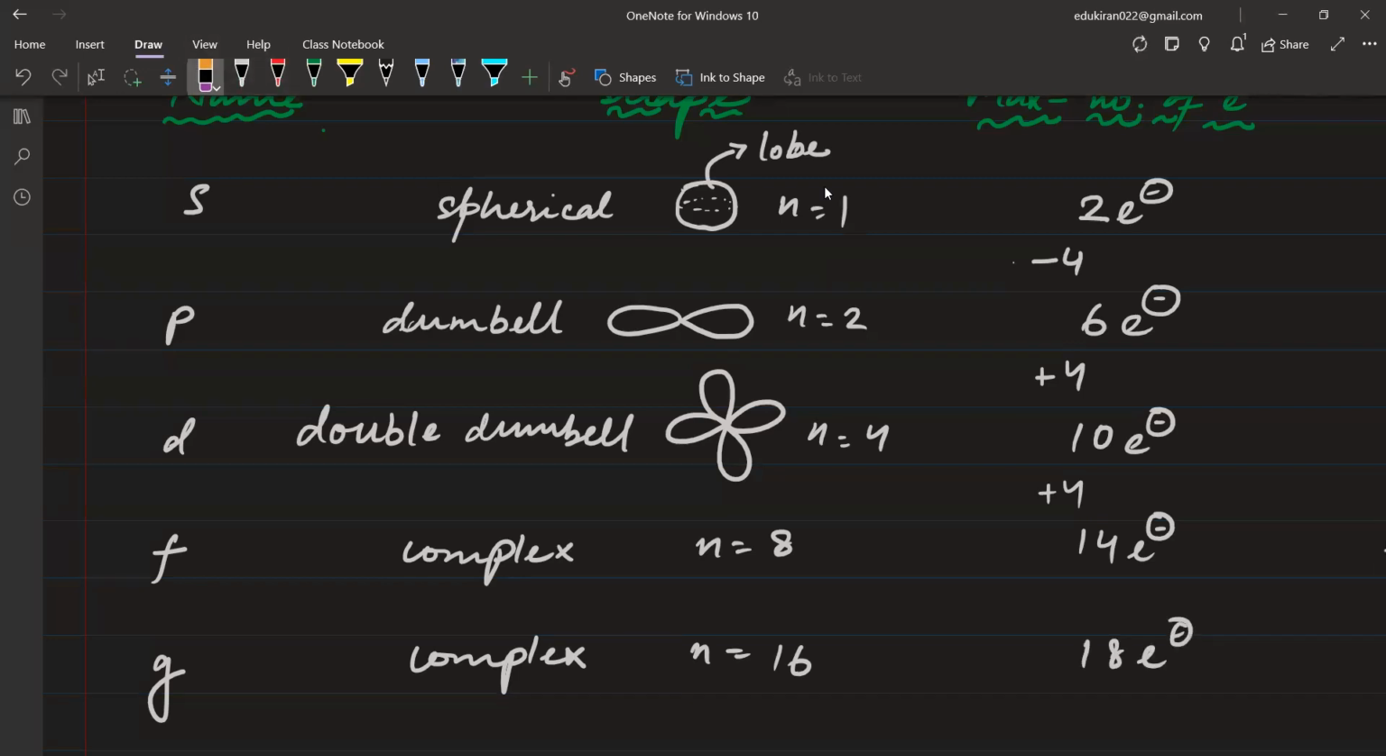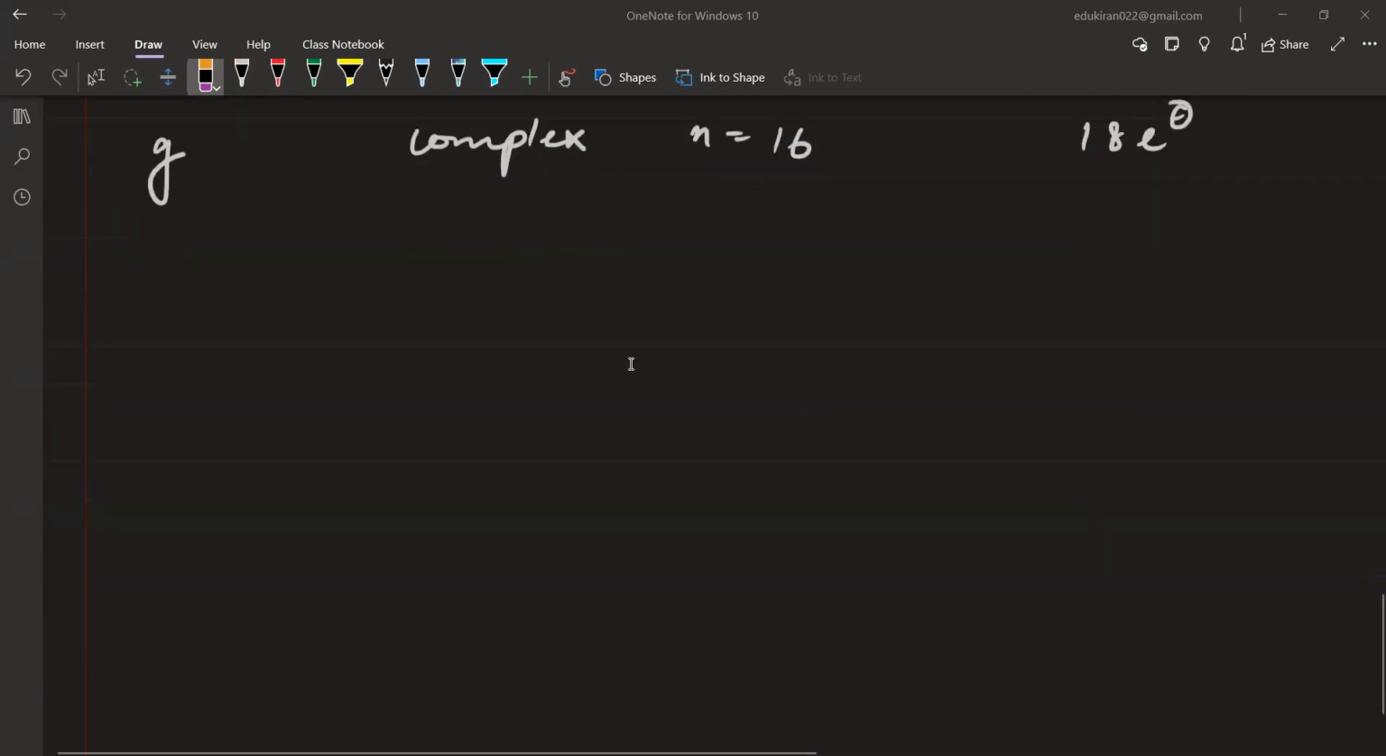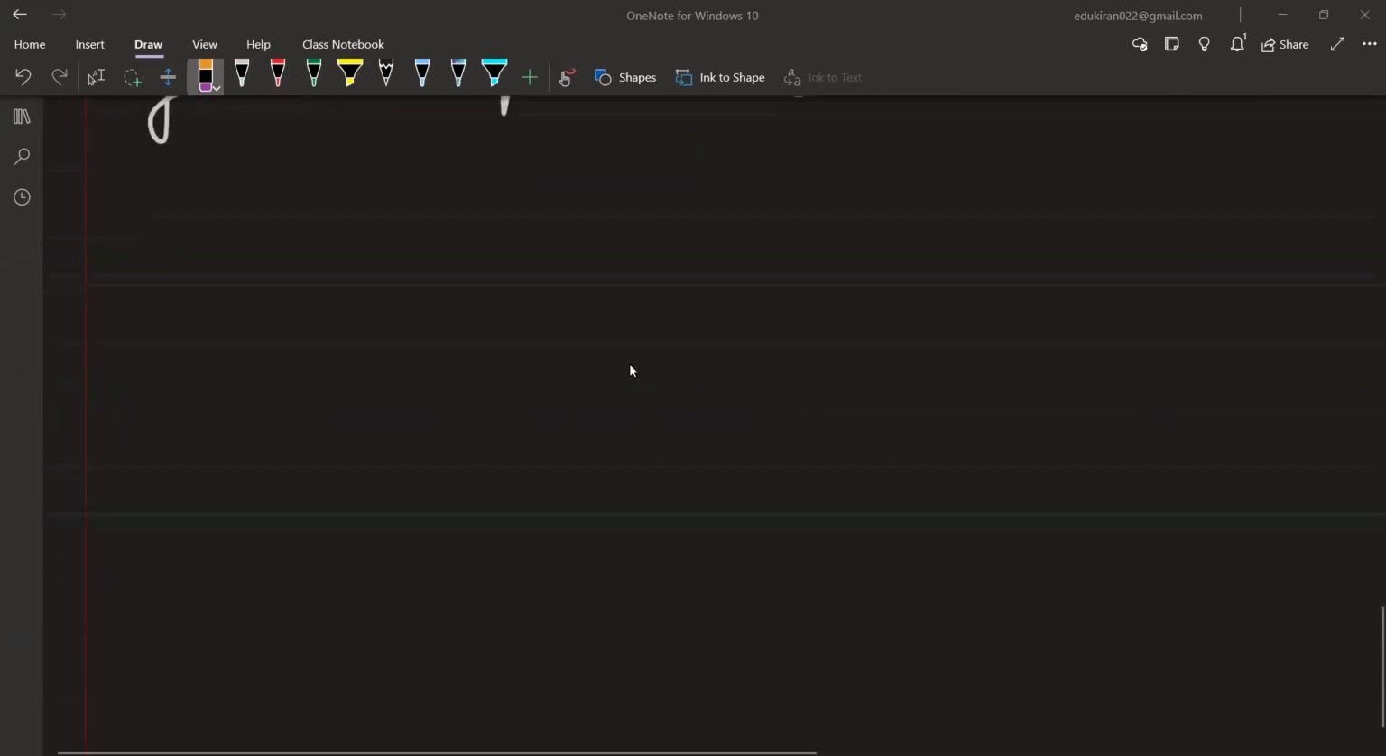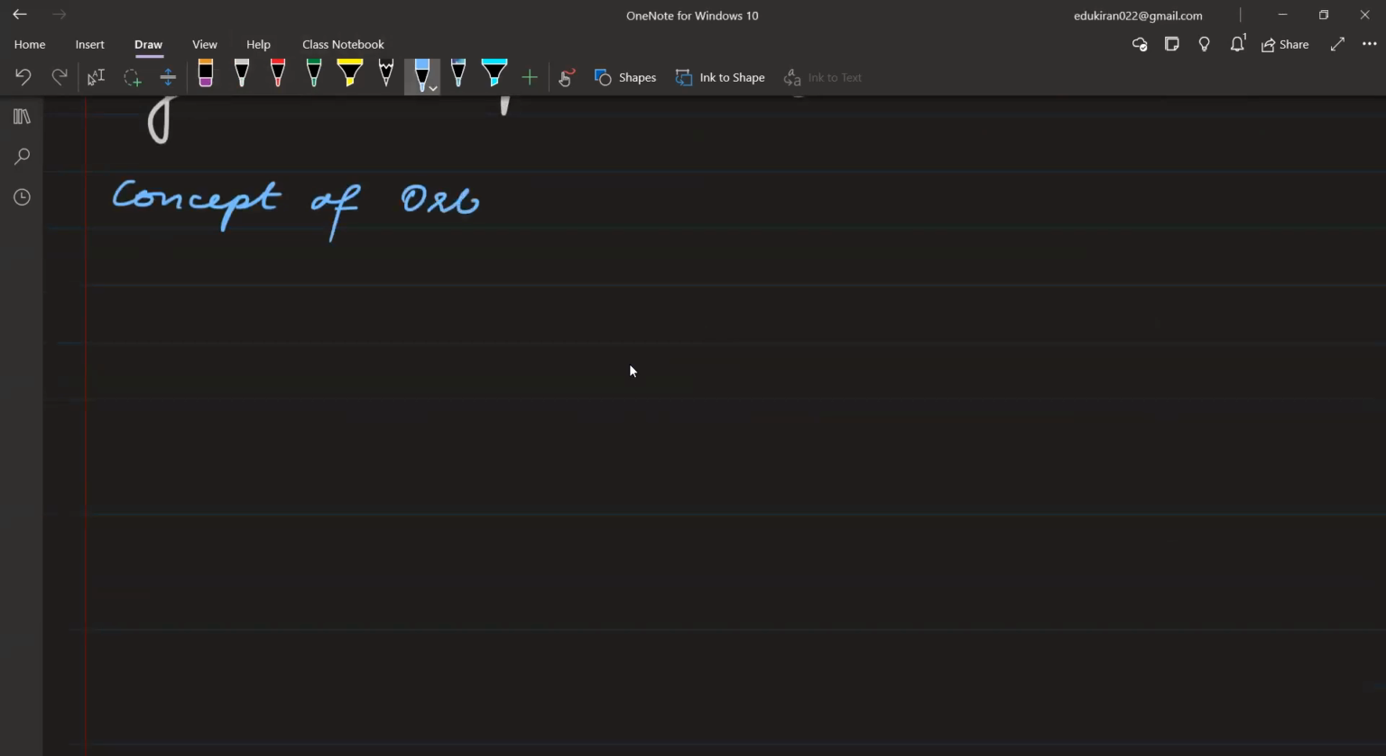All of you understood this? Yes or no? Please tell me. Yes, sir. The maximum number of electrons. Okay, easy. Yes. Right next. Right next. Concept of orbital.